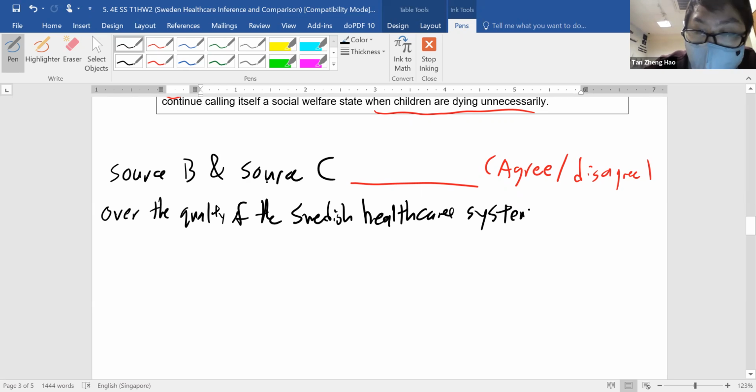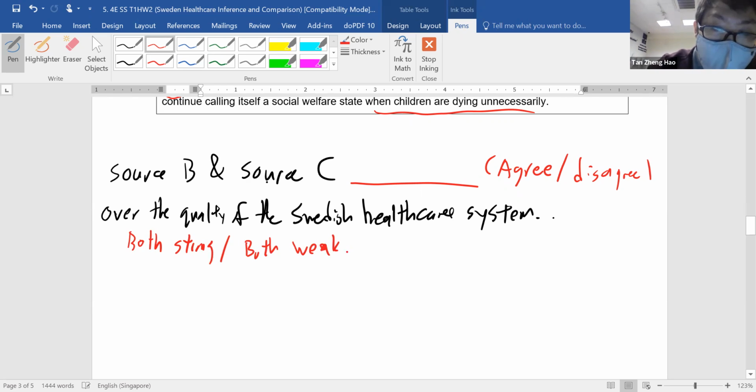I want you to, after that, say, okay, does it show both strong, or is it both shows it's weak? Or does it show one strong, one weak, which is which? Okay, one strong, one weak. So which is the case? Just add on a bit more. Okay, which one is it?